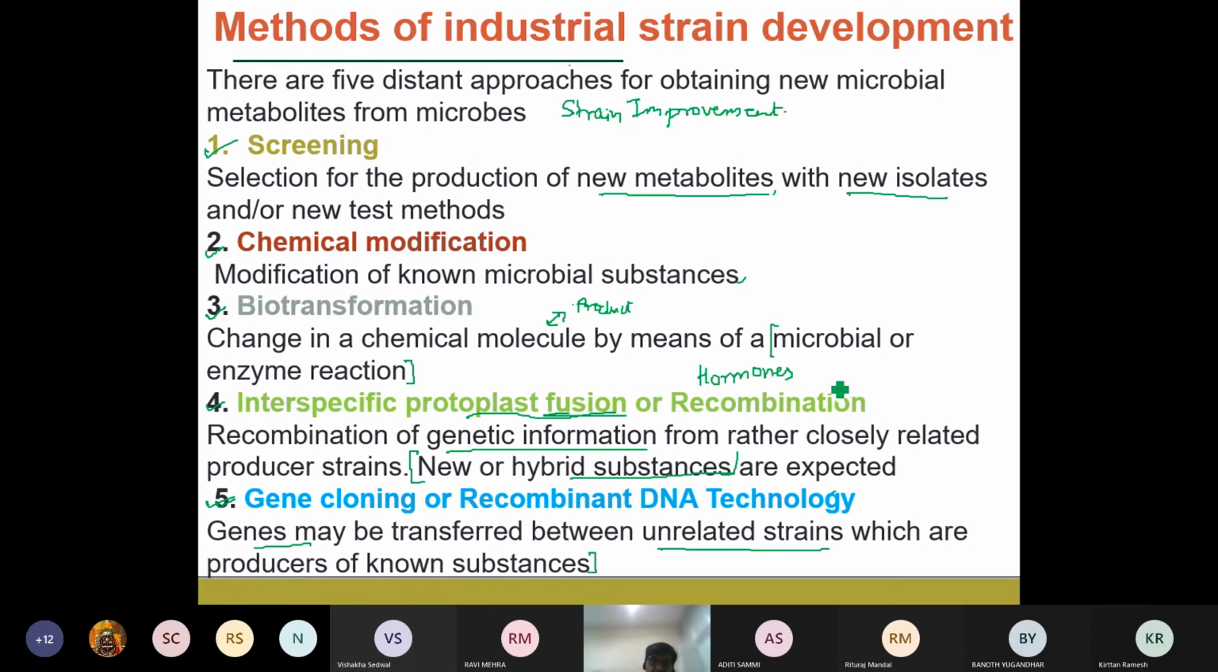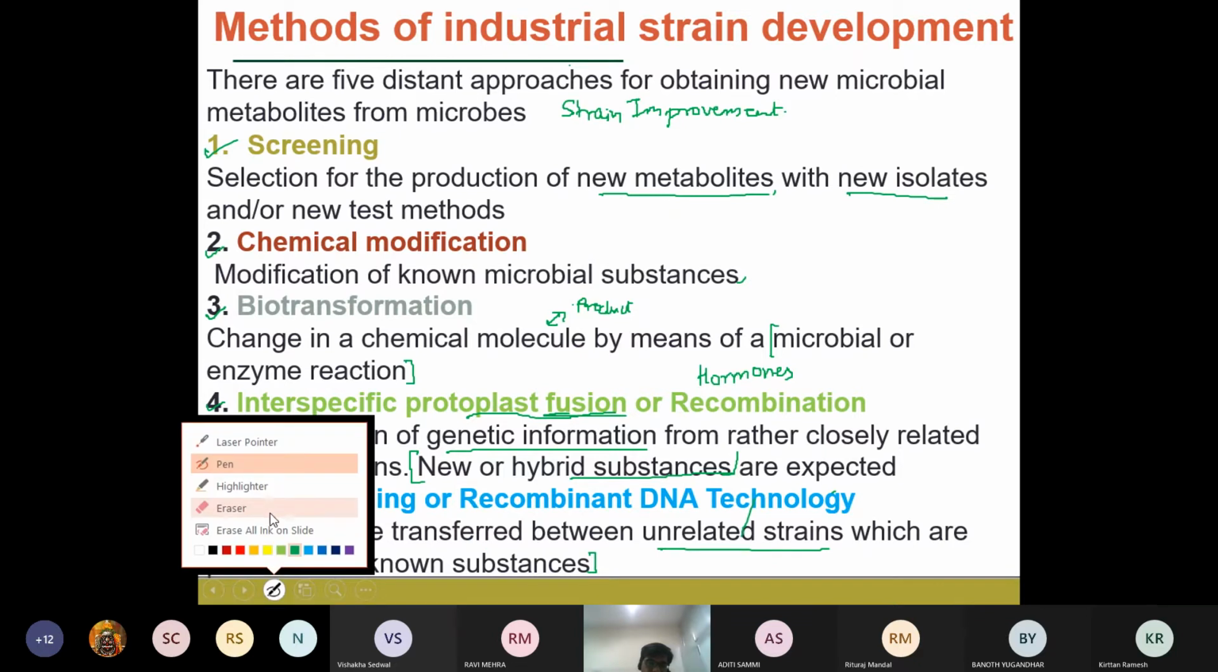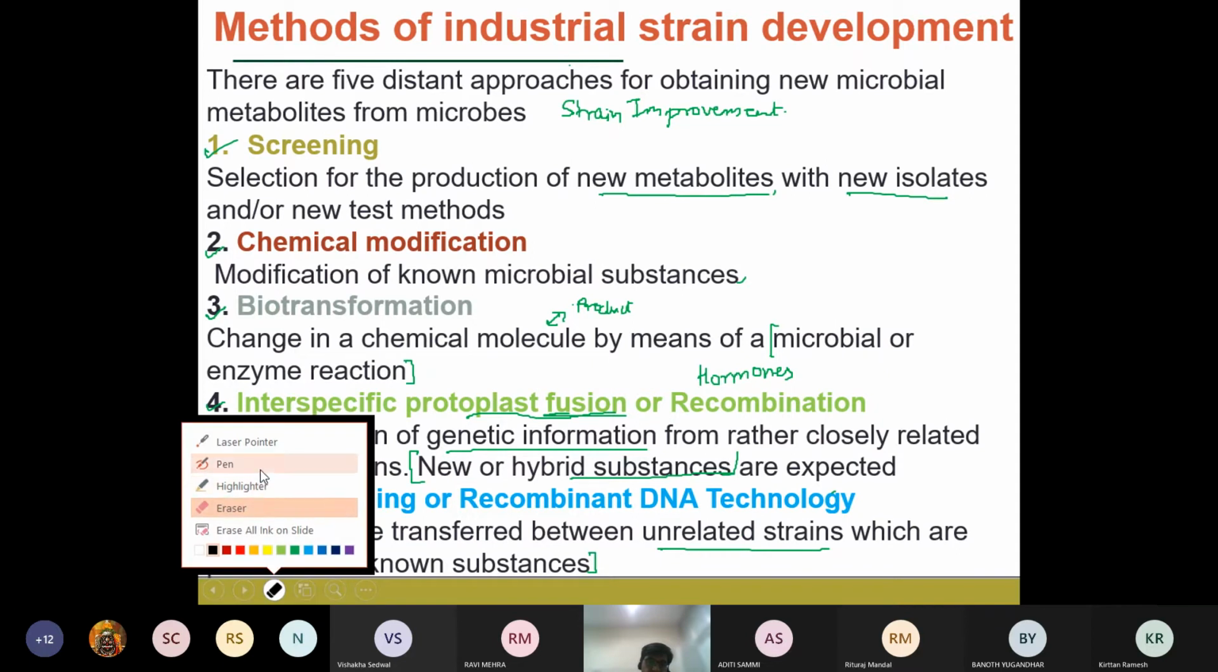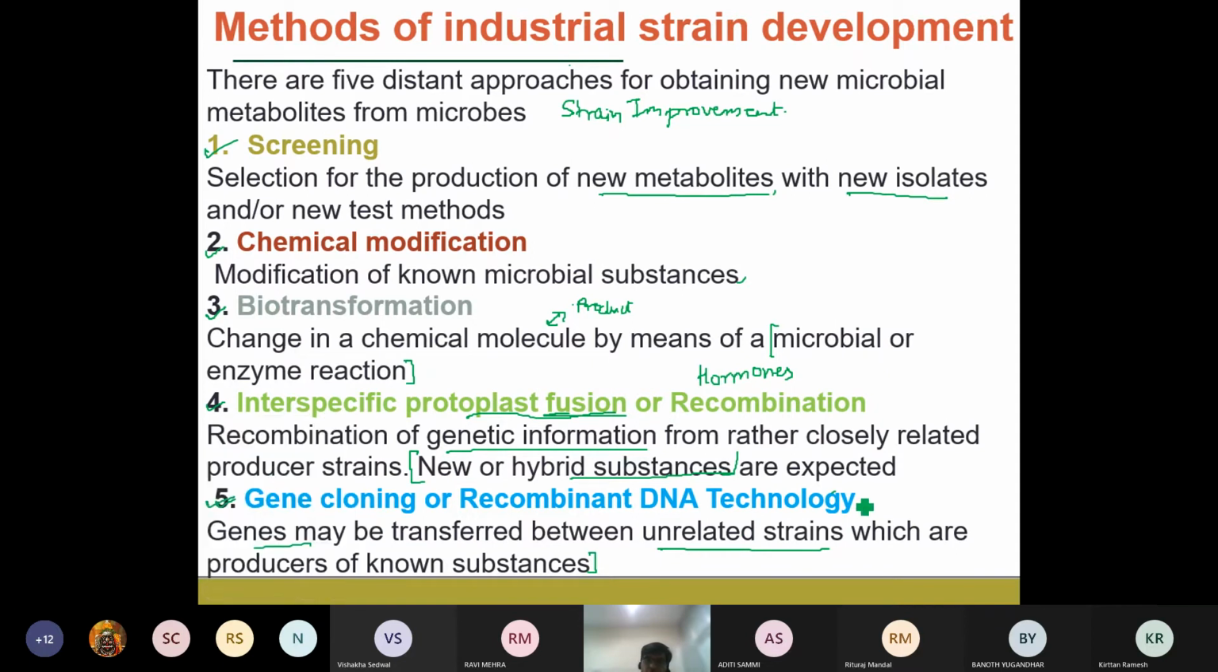Now coming to gene cloning and recombinant DNA technology. As I told you, for example, you want to design a microbe in which you want to improve thermotolerance, so that it should be able to grow at a temperature of 40 to 50 degrees Celsius. Then how do you do that? You have your particular strain developed, which is producing your desired product.